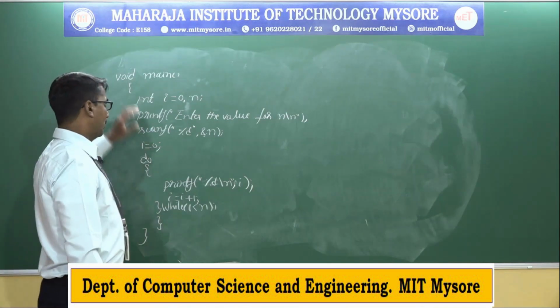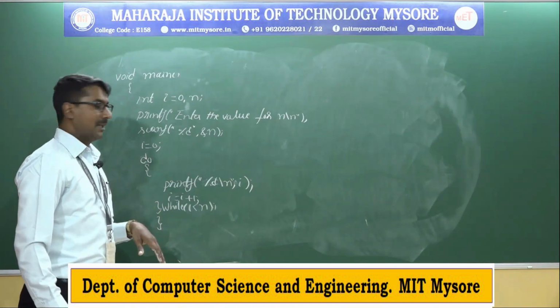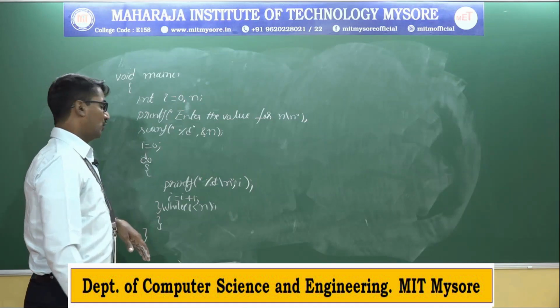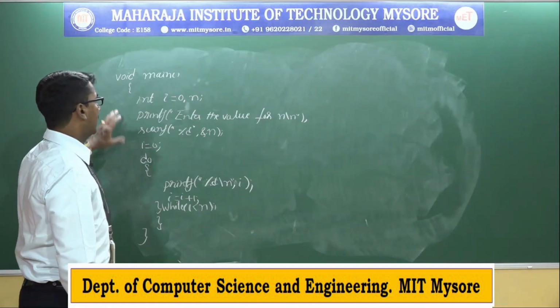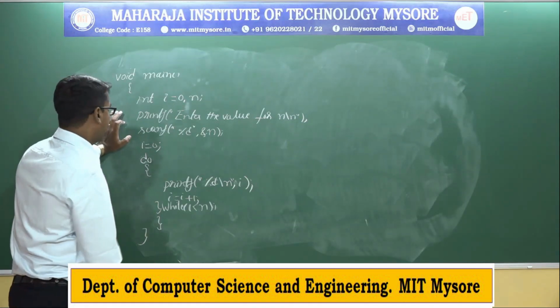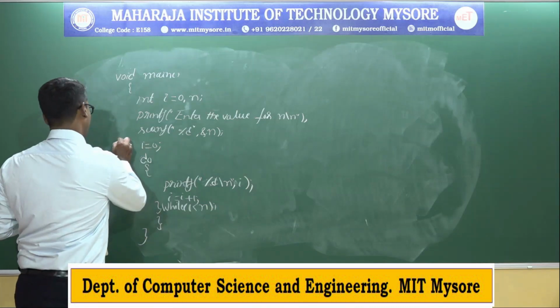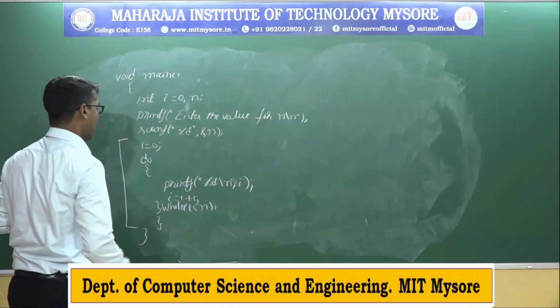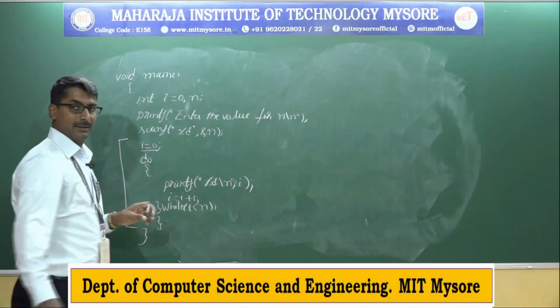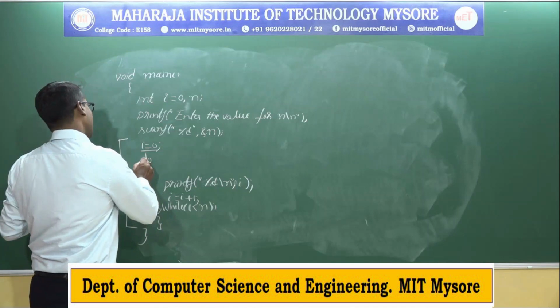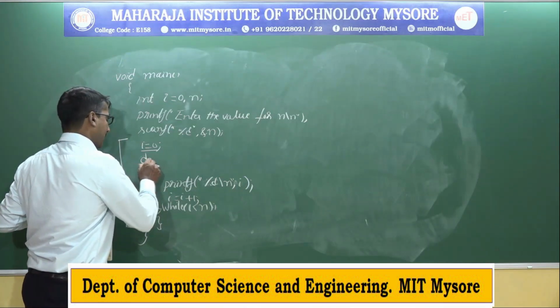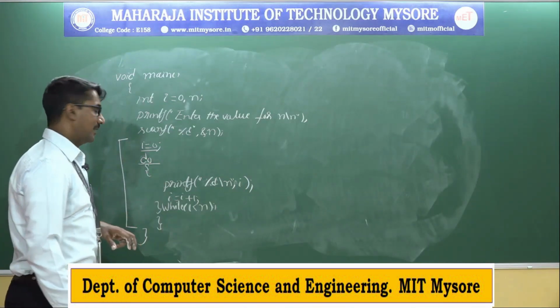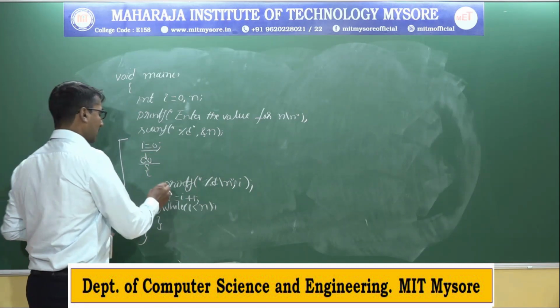Okay, let's consider an example program. In this program, we are displaying the numbers from 0 to n. So here you can clearly identify the difference between the while statement and do while. Here the initialization is the first step. Then in the while loop, at the beginning we test the condition. Here we are not testing the condition. There is a keyword do.